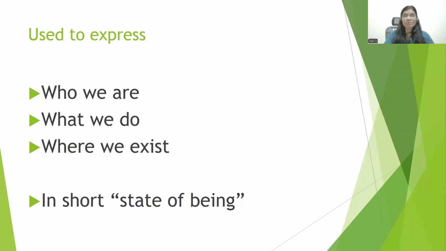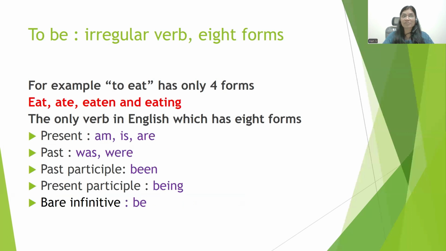Okay, so let's move on and look at the verb itself. I said to you that it's a very unique verb just because it has 8 different forms, unlike other irregular verbs. So let's compare one irregular verb, to eat, to the verb to be. For example, here I've given to eat, and it has only 4 forms. The present form is eat, past form is ate, past participle form is eaten, and the present participle form is eating. But the verb to be has 8 forms. This is the only verb in English that has 8 different forms.